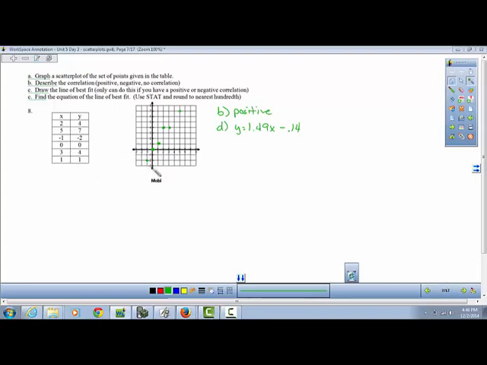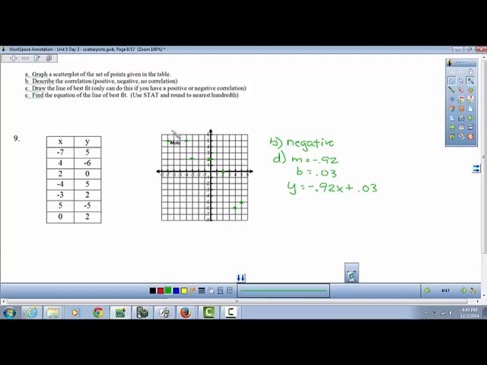Okay, so you put these in the graph. We should have a line of best fit somewhere along there. Much better than me, hopefully. This is a positive correlation, and when you punch your numbers into your stat deal, you should get y equals 1.49x minus 0.14. That's your line of best fit. On number 9, it looks like you're going to have a negative slope. Your slope is negative 0.92, your y-intercept is 0.03, so your line of best fit equation is y equals negative 0.92x plus 0.03.